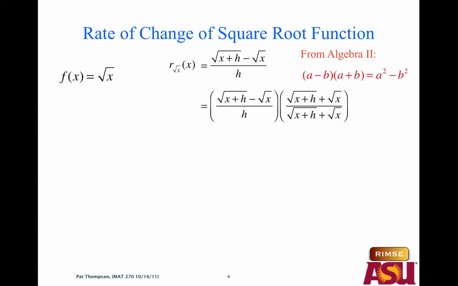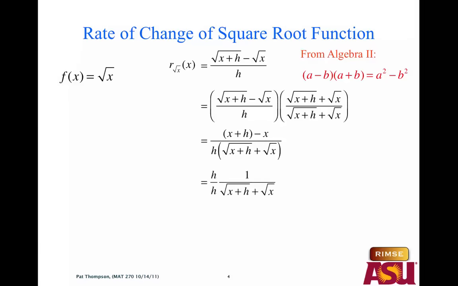Don't freak out. Okay? And so we know the top just becomes what? x plus h minus x. And we're going to leave the bottom just like it is. We don't have to do anything on the bottom. So now I've just applied the rule that's in red there. A minus b times a plus b is a squared minus b squared. So the numerator becomes just h. h over h goes away.